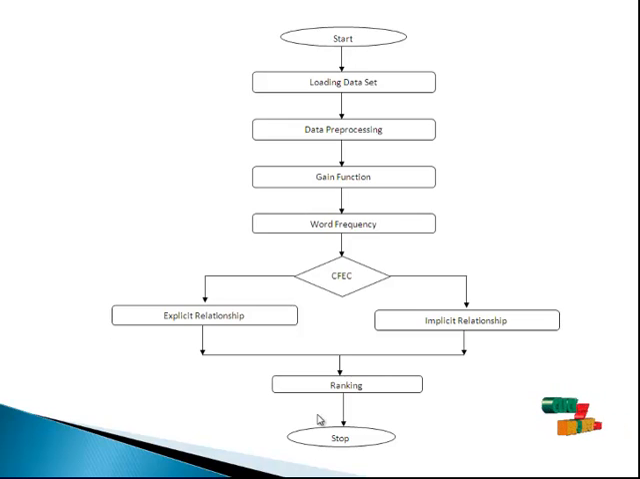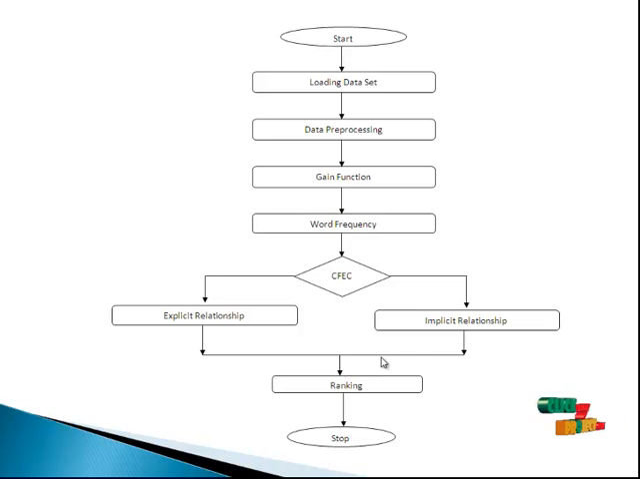Then the implicit relationship finding is done. The implicit relationship is found for a word by choosing it. The corresponding words are related by ranking the related words with their probabilities. Then the explicit relationship is also found according to the word ranking process. Here also the ranking process is done by the probability.